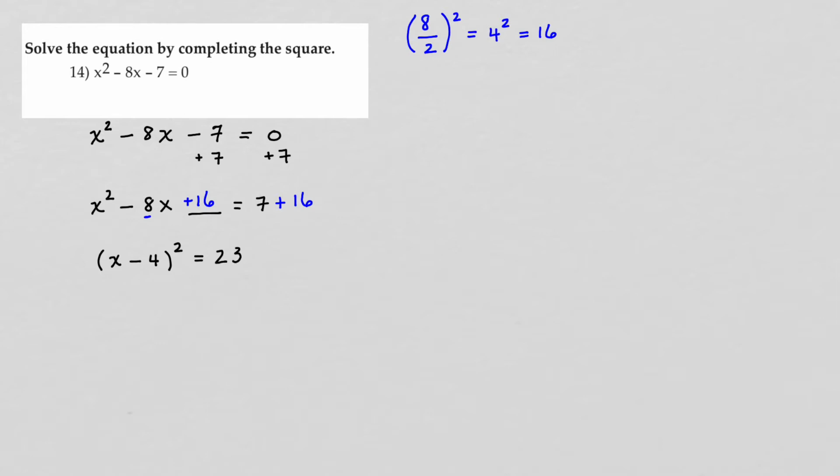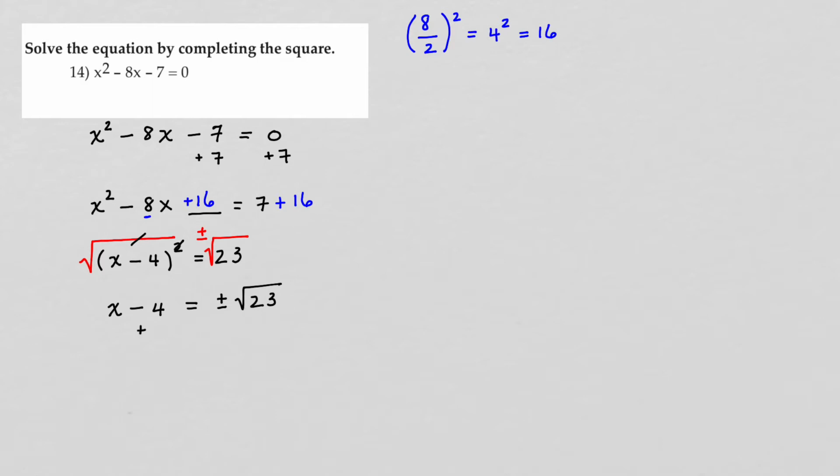So now I want to take the square root of both sides. When I take the square root of the right-hand side, because that's a constant, I'm going to put a plus or minus in front of that radical. So now I have x minus 4, because the square and the radical cancel out, equals plus or minus square root of 23.